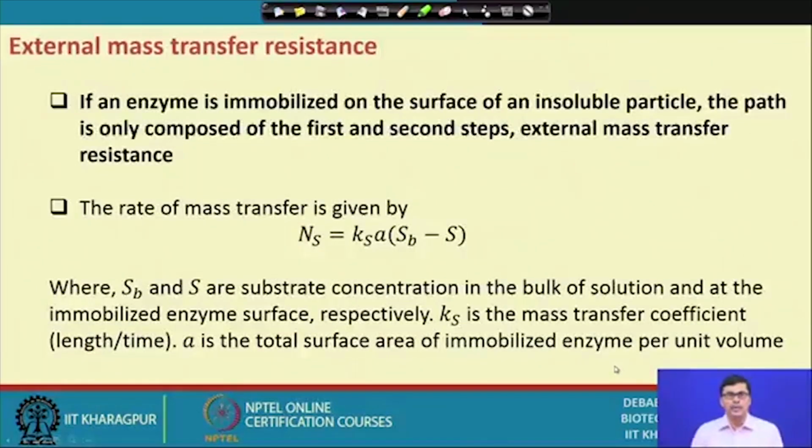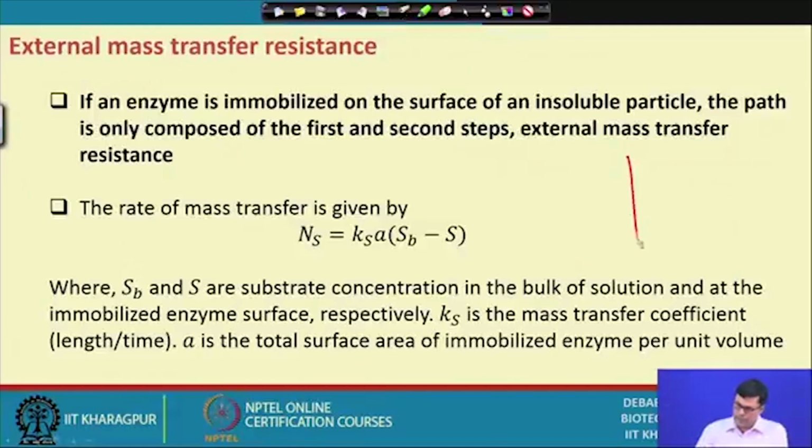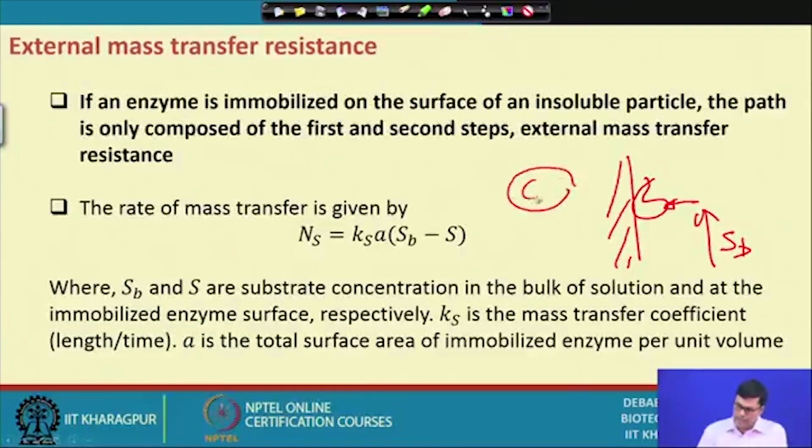Now, the question comes: how can you calculate the external mass transfer resistance? Here I want to point out that suppose this is a solid matrix and enzymes are immobilized on it. This is the bulk substrate concentration. At the external surface, this is called the external surface, and when the enzymes are inside this solid matrix, we call it the internal surface. Or suppose it is inside the pore, then it is on the internal surface.